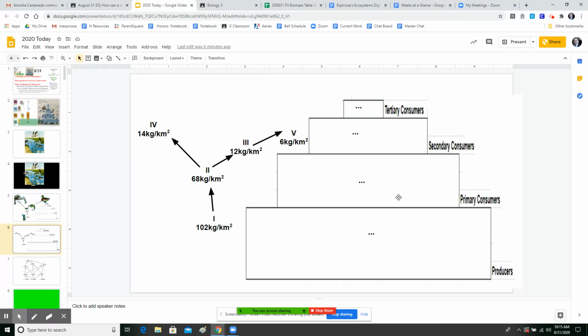Okay, so at this point, we're going to use this model here with the arrows to help fill out a biomass pyramid. So you see this pyramid is a lot like the energy pyramid that we looked at before. And you can see that the producer level is the biggest because we said that has the most energy, therefore it has the most mass. Then the primary consumer, secondary, and then the tertiary consumer is the smallest.